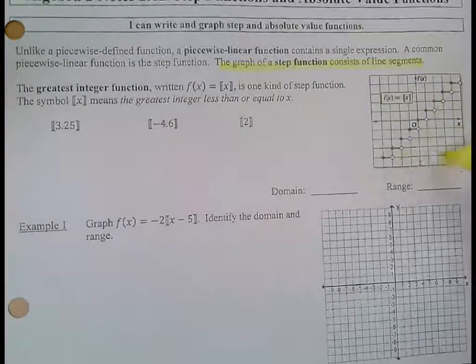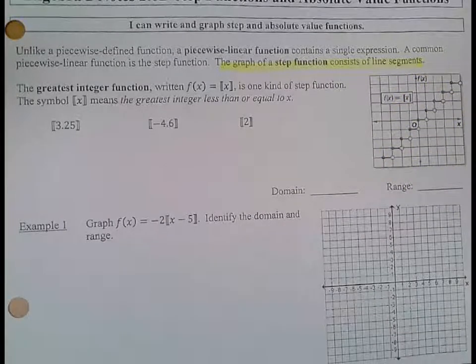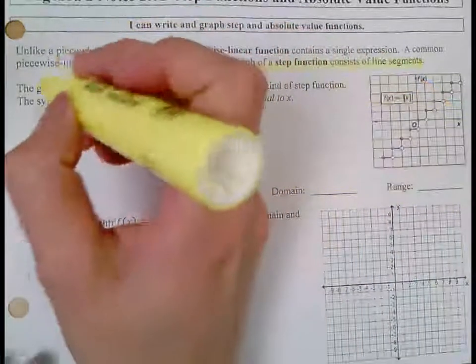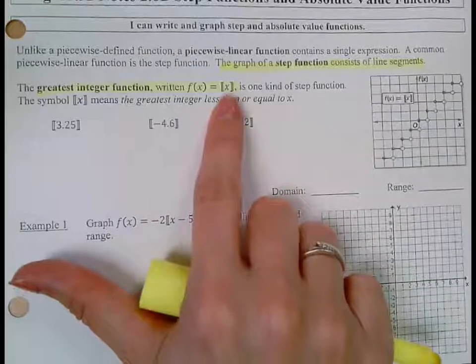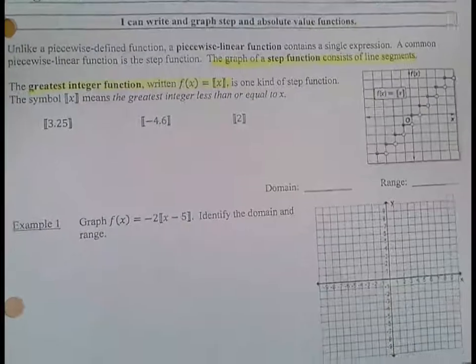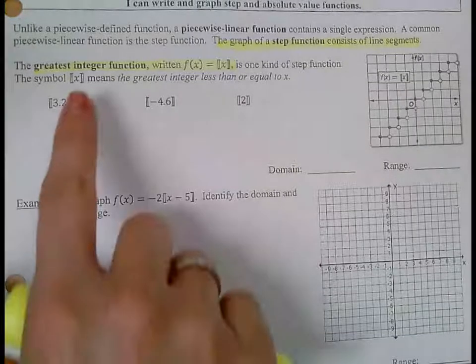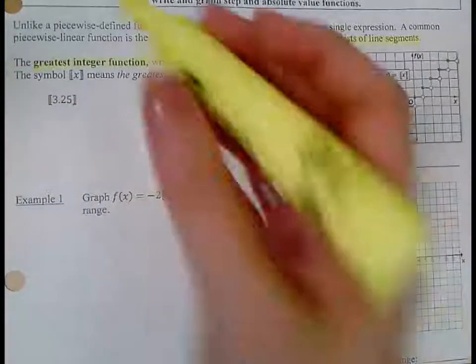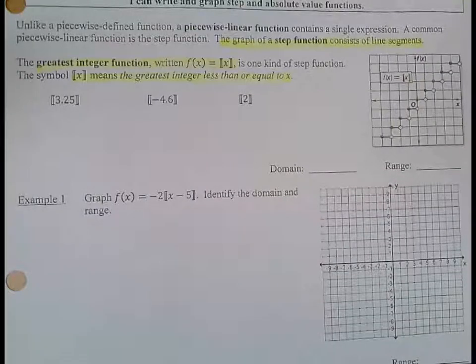There is a graph off to the side here that you can see. This graph, though, specifically is the greatest integer function. So the greatest integer function, which is written as f of x equals, and then it's x inside of a double bracket. This is one kind of step function. I'd say it's the most common kind of step function you're going to see. And that symbol, the x value with the double brackets, means that you are finding the greatest integer that is less than or equal to x.